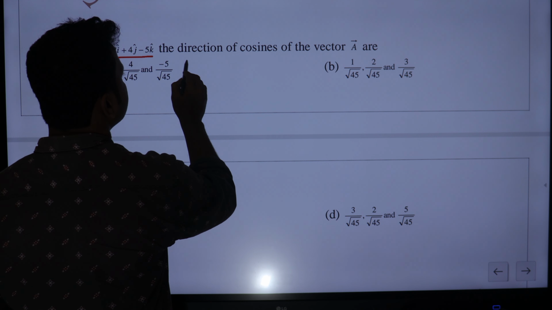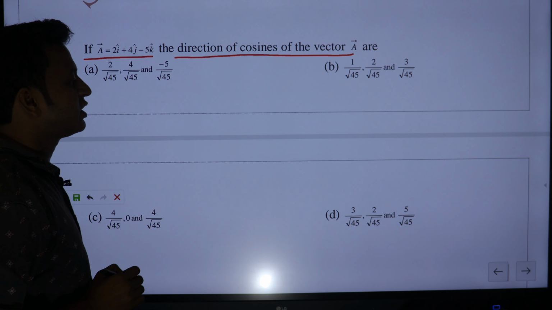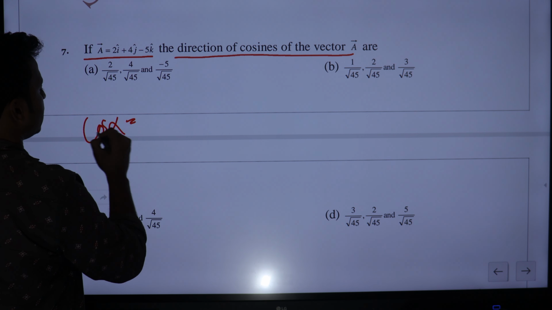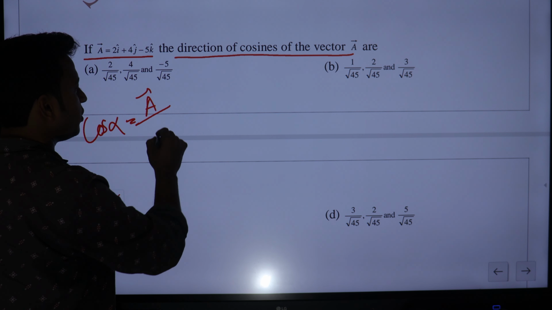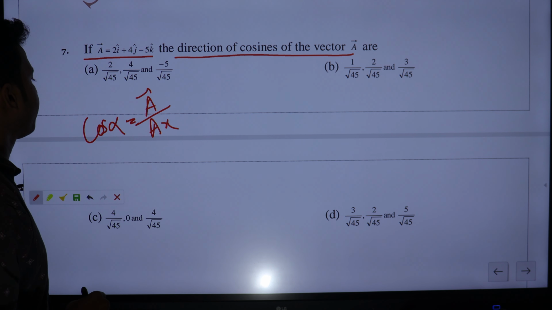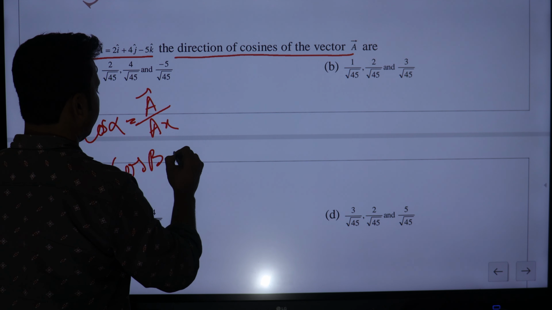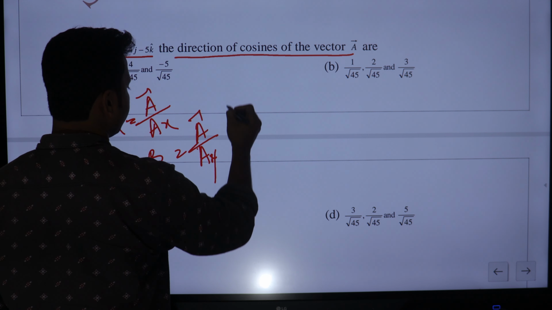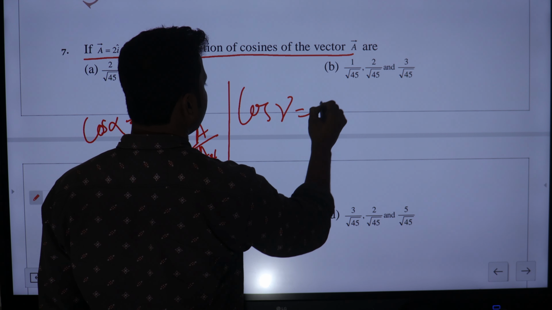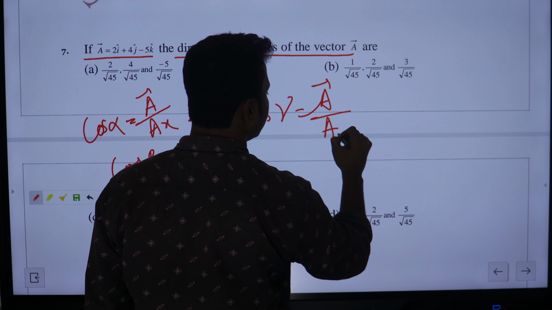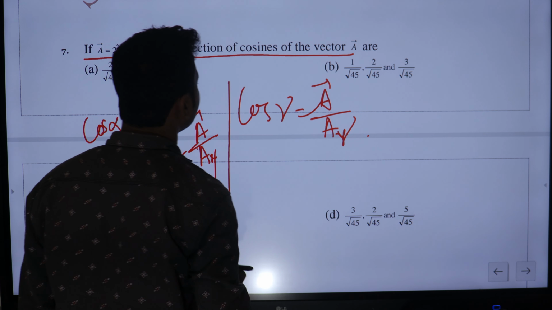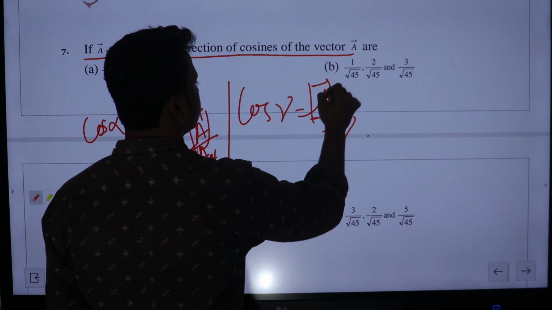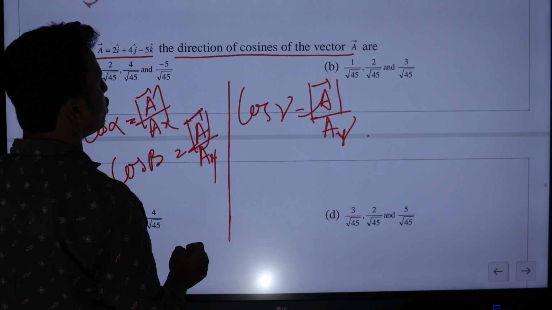If a vector equals this, and we find the direction cosines, then cos alpha means the component of the vector along x divided by the vector. Cos beta equals the component along the y-axis divided by the vector. Cos gamma equals the component along z divided by the vector. So what is the magnitude of this vector?